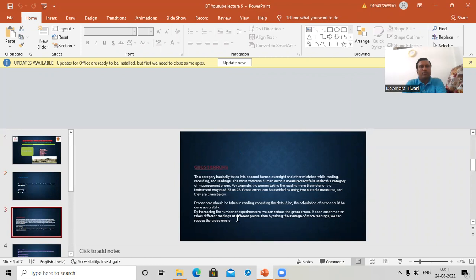So what are gross errors? First we will see what gross errors are. This category basically takes into account human oversight and other mistakes while recording readings. The most common human error in measurement falls under this category of measurement errors. For example, the person taking the reading from the meter of the instrument may read 23 as 28. Gross errors can be avoided by using two suitable measures, which are given below.